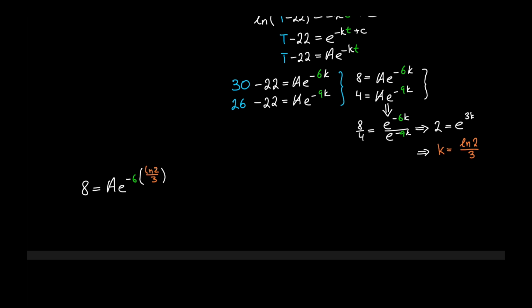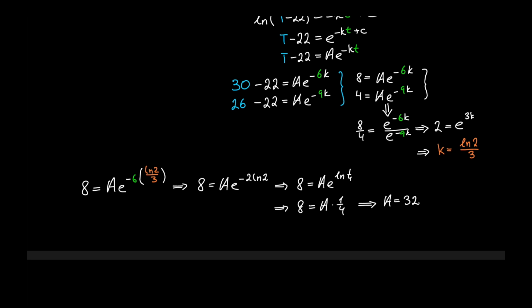So I plug in my proportionality constant into the first equation, and this then can be simplified even further. I can then rewrite this equation as 8 is equal to A times e to the power of ln of 1 over 4. And then e to the power of ln will simply be cancelled out, and what we get is 8 is equal to A times 1/4. And this implies that our A is equal to 32. So now that means we can rewrite this answer that we got here with all of the known numbers.